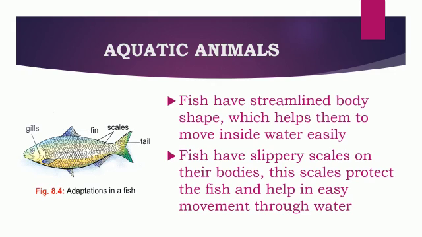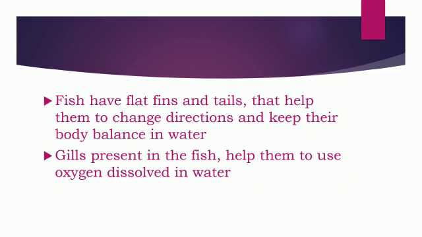Fish have slippery scales on their bodies and these scales protect the fish and help in easy movement through the water. Fish have flat fins and tails that help them to change the directions and keep their body balanced in water. The gills present in the fish help them to use oxygen dissolved in water.